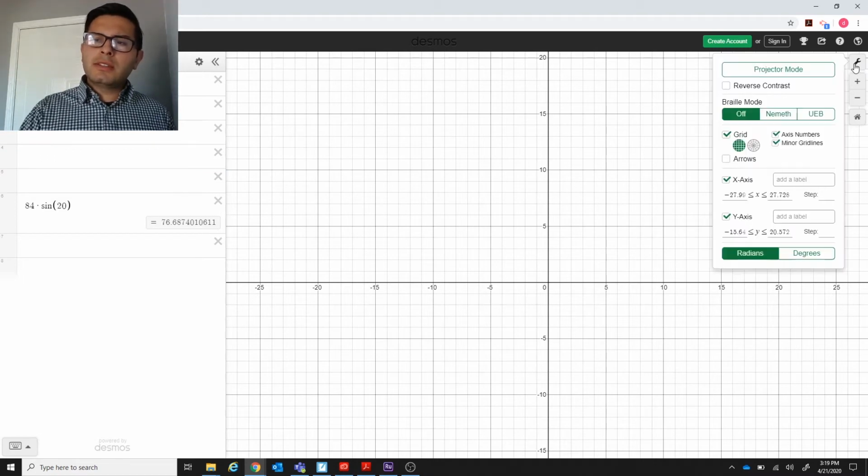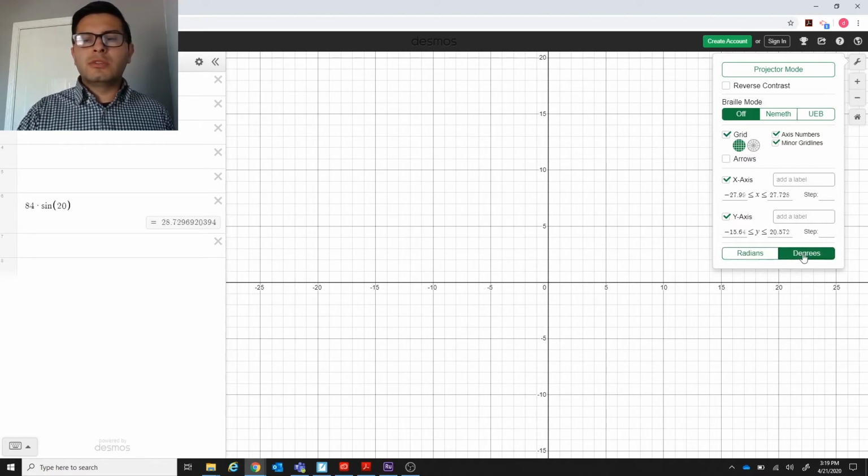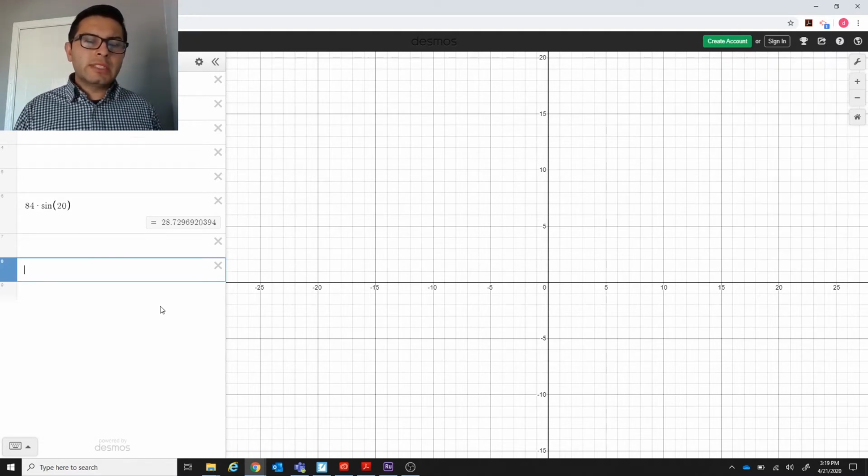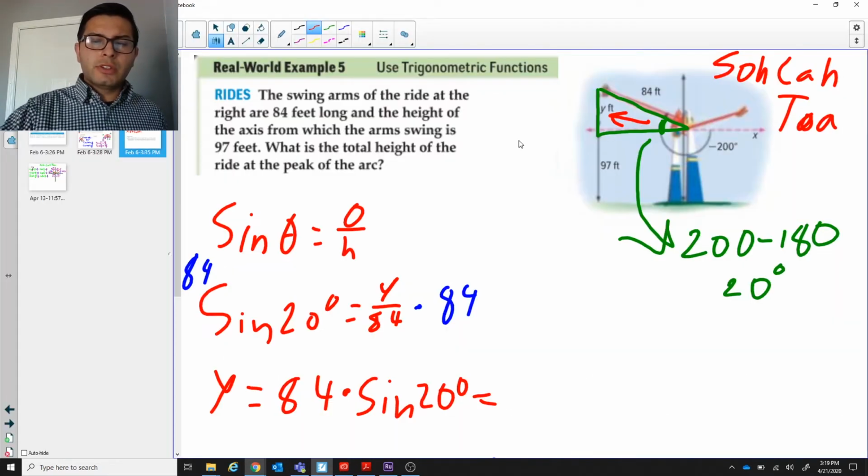Well, let's hit this settings button on Desmos, and down here it was in radians. So we have to change that to degrees. Once we do, we can see that it changes our answer completely. 28.729. So let's write that out, 28.729 on our answer.